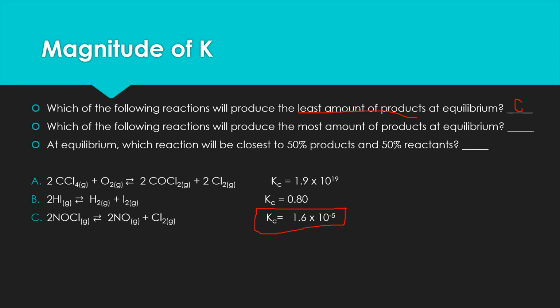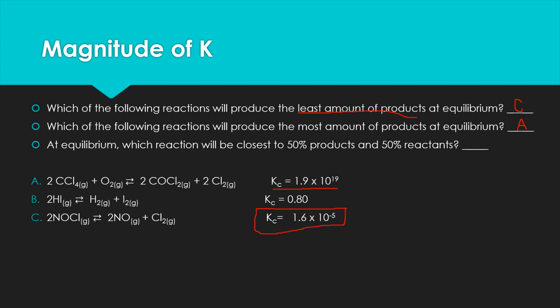Our second question: which of the following reactions will produce the most amount of products at equilibrium? To have more products, that's going to be a greater numerator in that fraction. So that's going to give us something greater than 1. That would be reaction A. We have a much larger value, so we're going to favor our products.